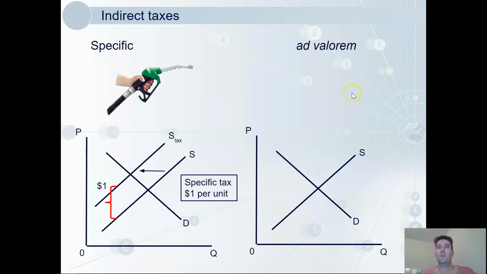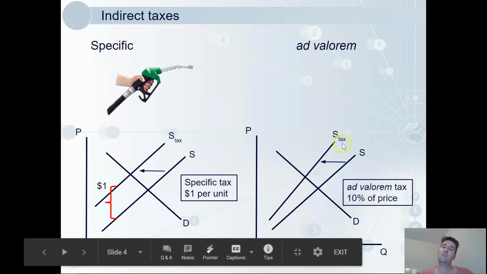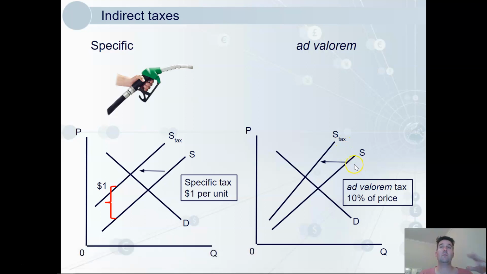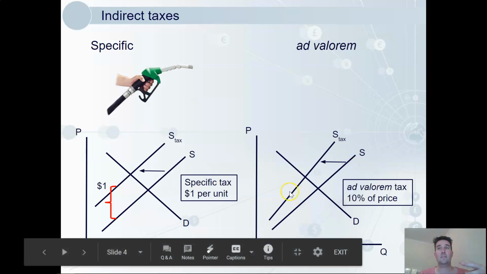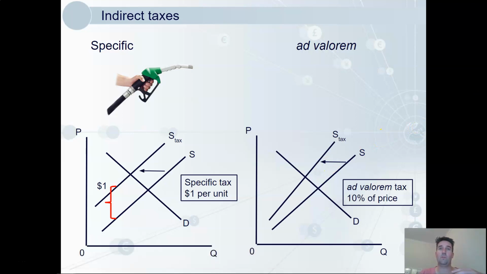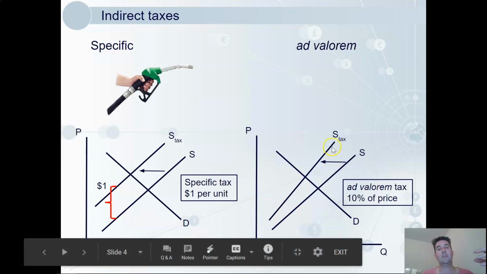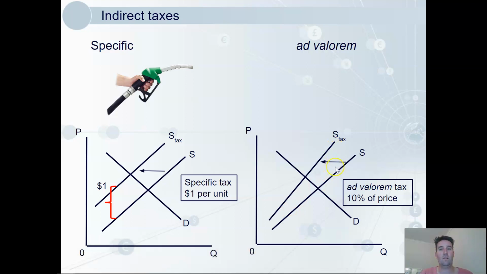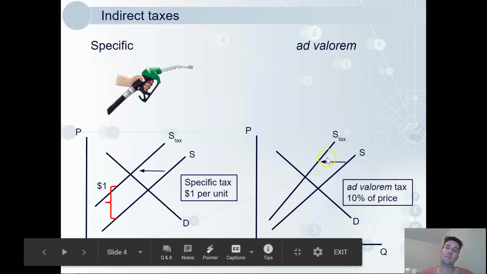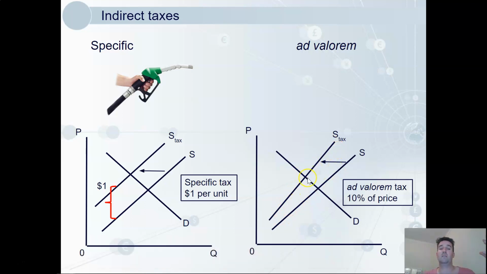So with an ad valorem tax, the new supply curve will actually drift away from the original supply curve because it's a percentage of the new price. As the price rises, the amount producers pay in tax increases. So an example of an ad valorem tax is the GST. That's when 10% is added to the original price. So of course 10% of $2 will be 20 cents, but 10% of $10 will be $1. So the difference between the curves will increase as the price goes up.